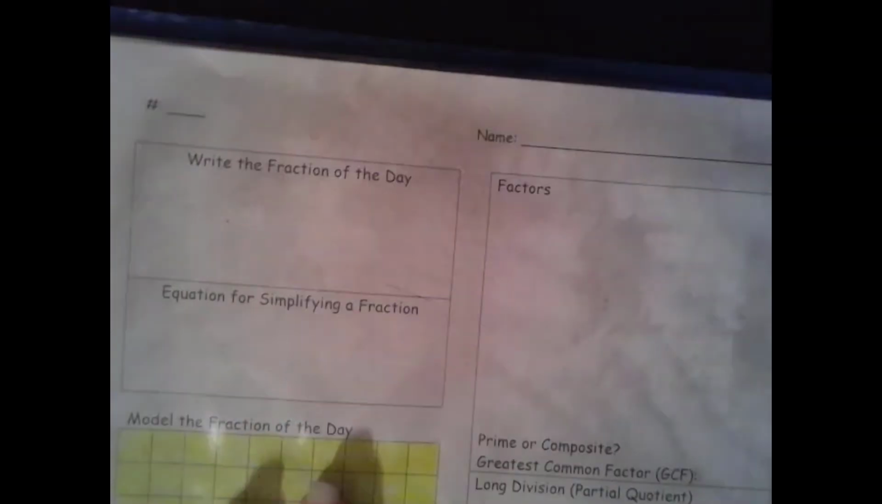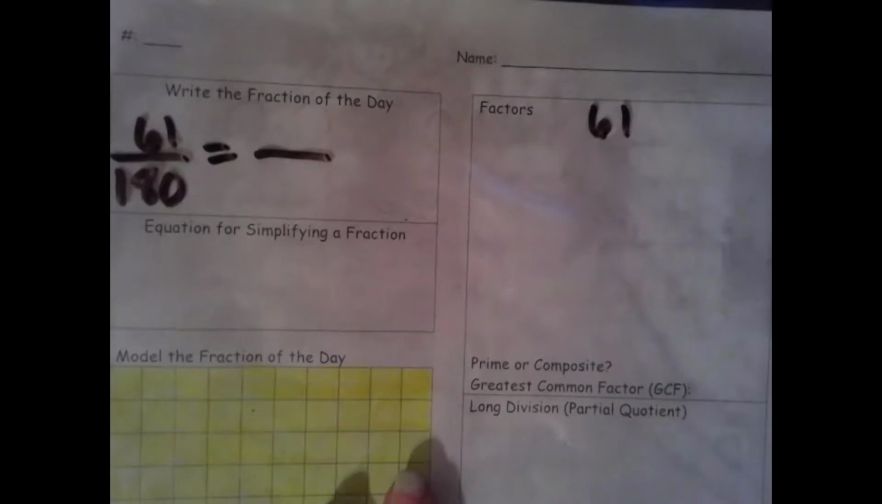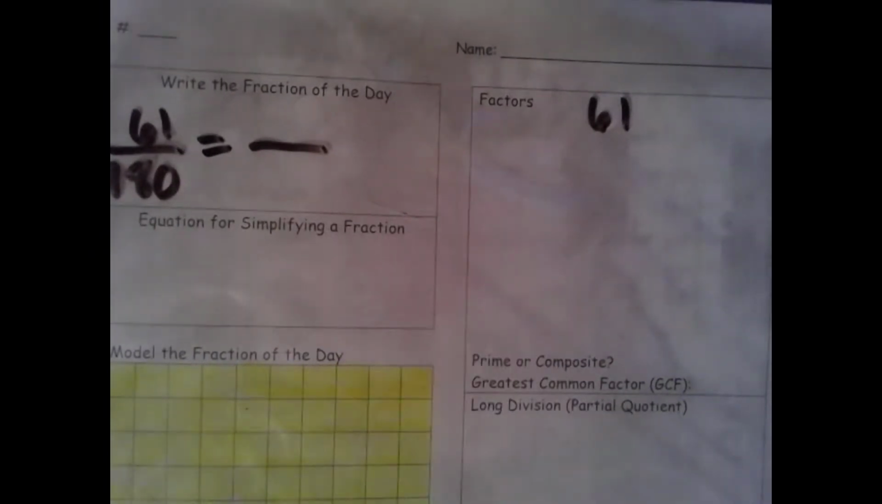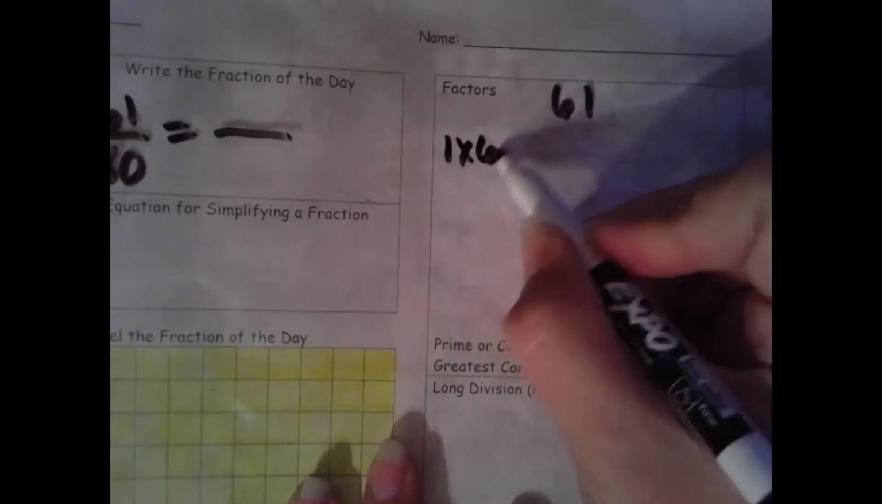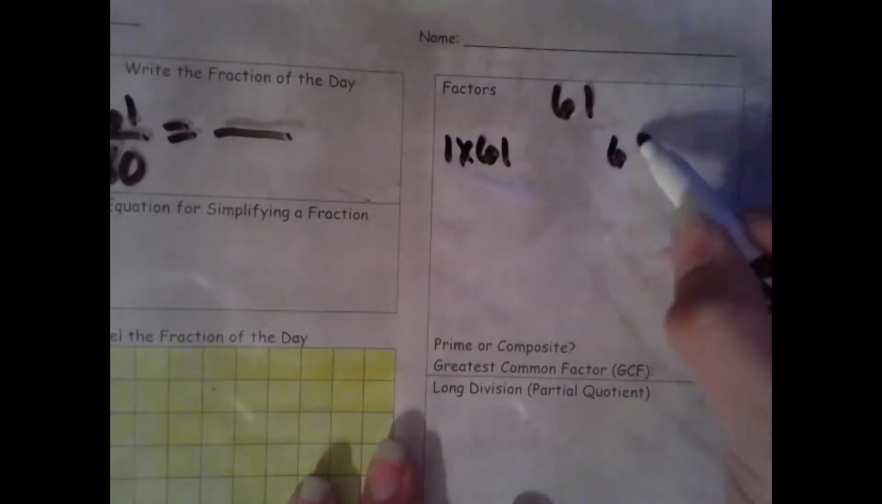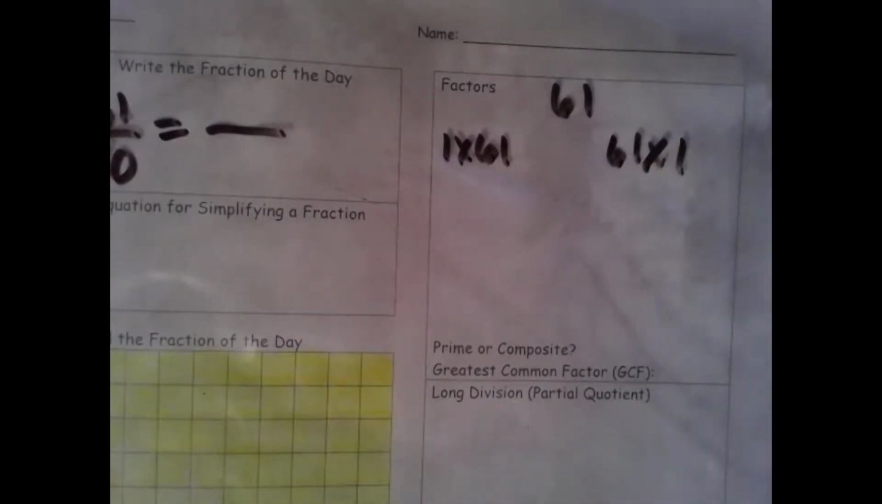Okay, let's get down our beginning fraction. So our denominator is 180 because that's our total amount of school days, and we're on day 61. So what we will need to do now is find the factors of 61. Two factors we always know are 1 and the number itself. And using the commutative property of multiplication, we can write it as 61 times 1.